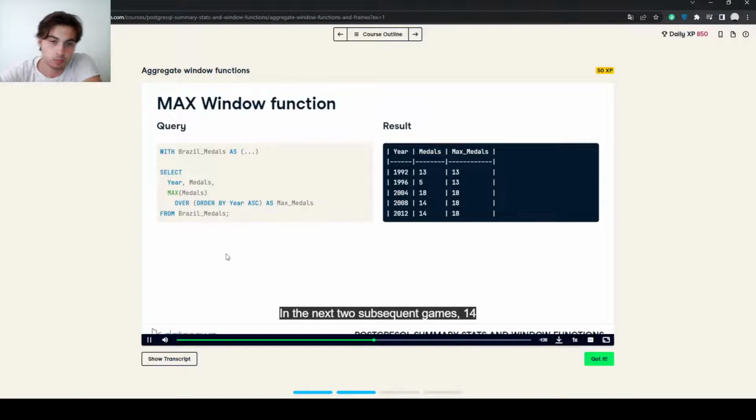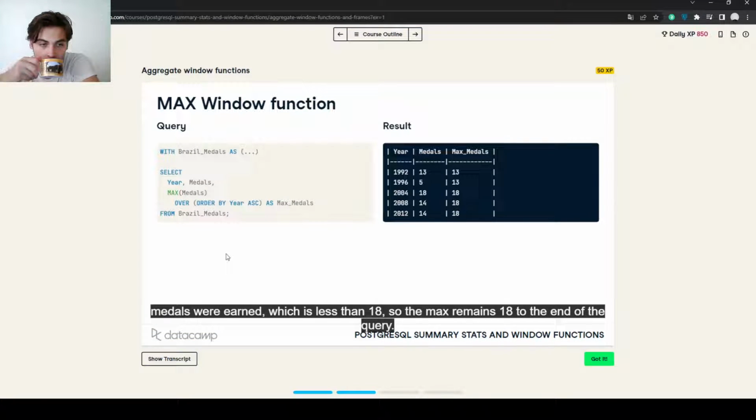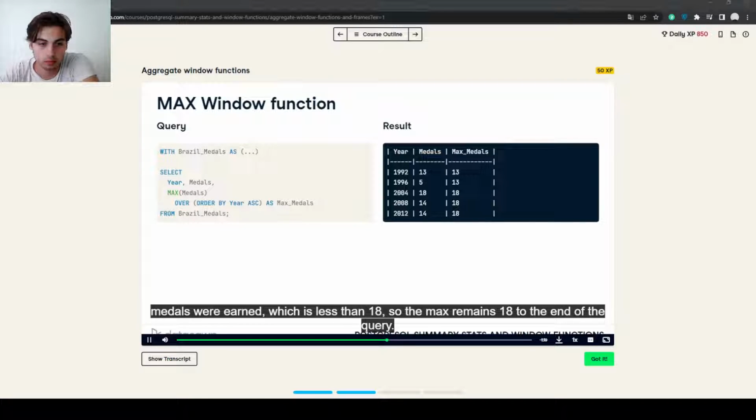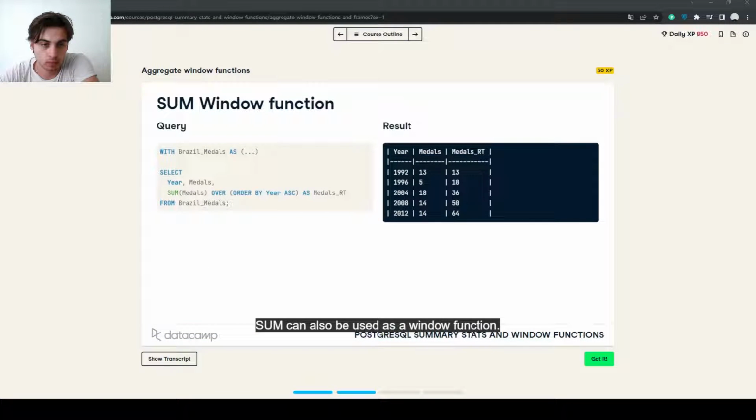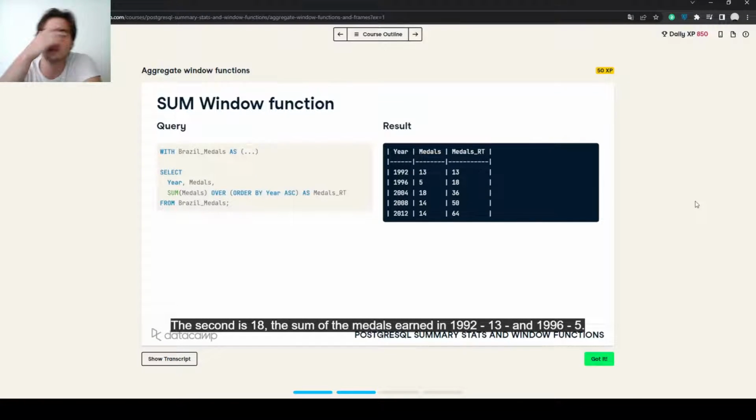In the next 2 subsequent games, 14 medals were earned, which is less than 18, so the max remains 18 to the end of the query. Sum can also be used as a window function. With the same window that was defined for max, used for sum, it calculates the cumulative sum, or running total, of the medals earned so far. The first cumulative sum is 13 because there's no previous value to sum up. The second is 18, the sum of the medals earned in 1992, 13, and 1996, 5.